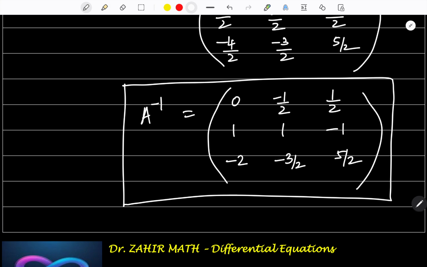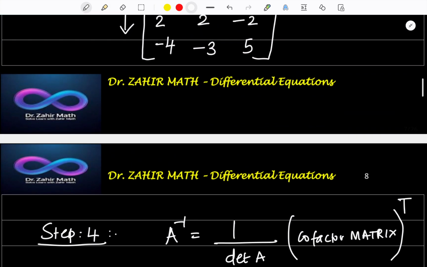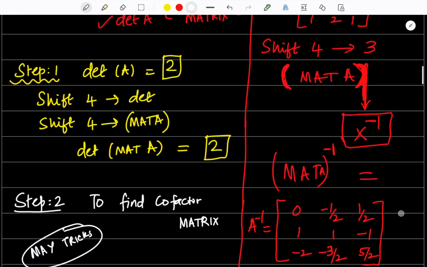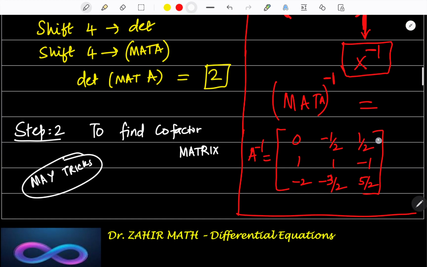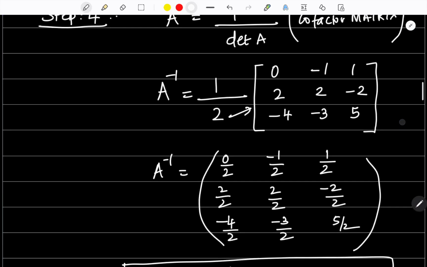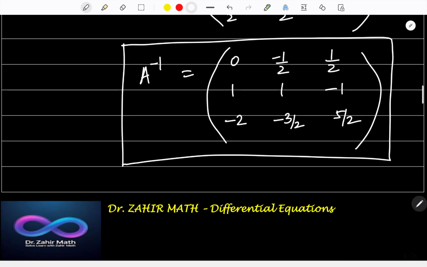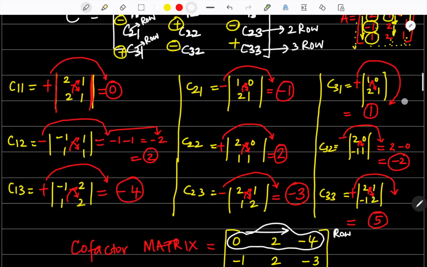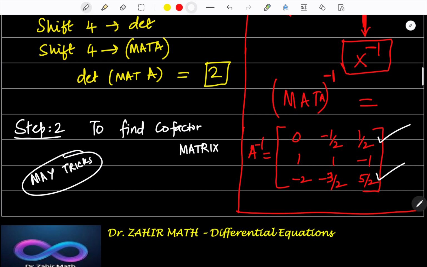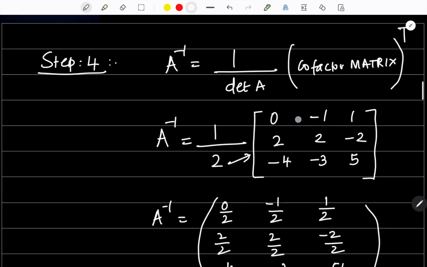Now we want to make sure our answers are correct or not. Yes, 0, half, negative half, half. We'll check with the answers over here, right? Yes, 0, minus half, half, correct. Next is 1, 1, minus 1. Yes, 1, 1, minus 1 is correct. Minus 2, minus 3 by 2, 5 by 2. Minus 2, minus 3 by 2, minus 5 by 2, correct. So the calculator also gives the correct answer. So I am also correct.